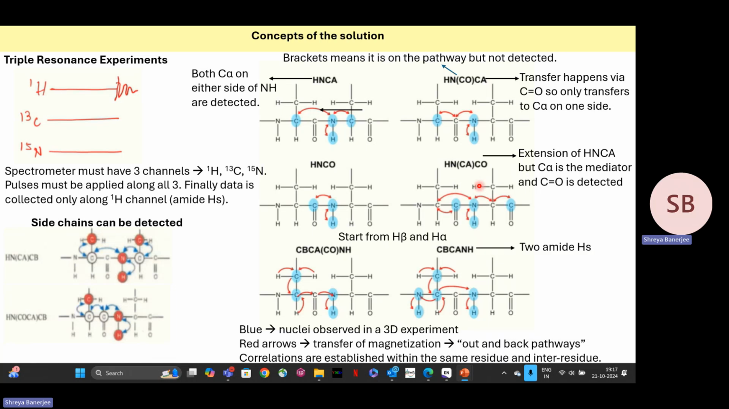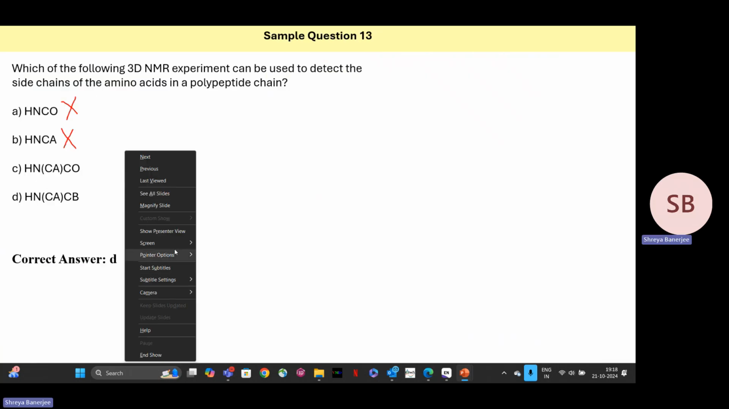Fourth option, this is kind of like an extension of HNCa. In HNCa, you have the magnetization going from H to N and from N to the C alpha on two sides. Here you have the magnetization going one step further. From C alpha, it goes back to CO. And here also you can see, from C alpha, it goes to the next CO. So here also magnetization is transferring only within the backbone. So C beta is also cancelled out.